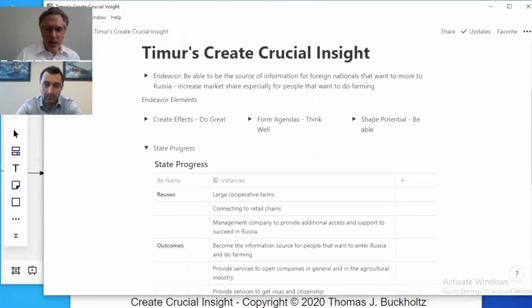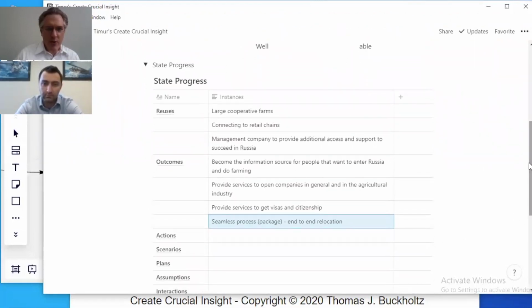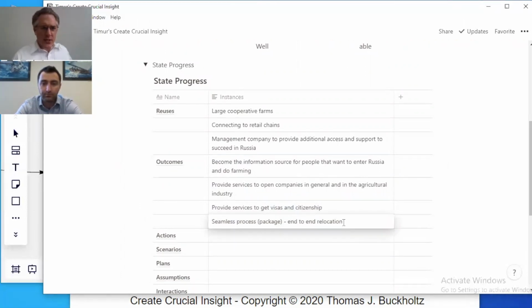As we begin discussing and planning out a new endeavor, we use the state progress checklist. Specifically, let's focus on these outcomes: become the information source for people that want to enter Russia and do farming, provide services to open companies in general and in the agricultural industry, provide services to get visas and citizenship, and a seamless process or a package of end-to-end relocation services.